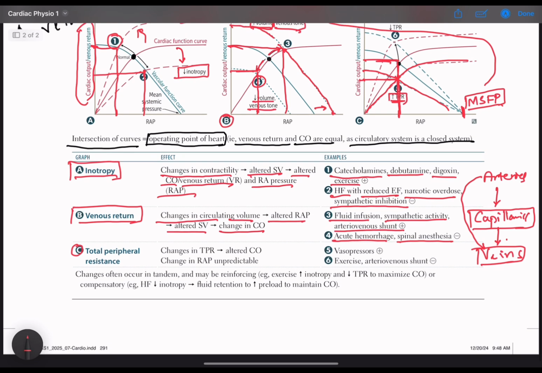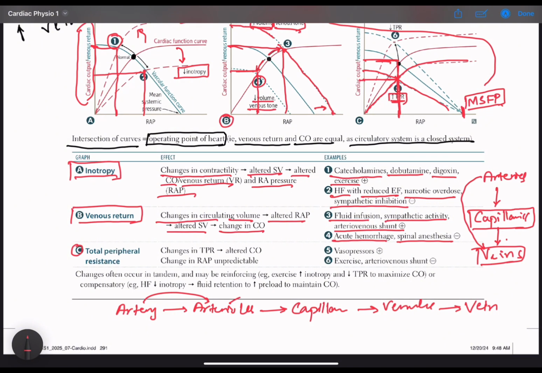Actually, what is the regulator or the main controller of TPR? It is the arterioles. We have artery, then arterioles, then capillaries, then venules, and at last we have veins. So blood flows from arteries to arterioles, capillaries, venules, and veins. And arterioles are the major regulator of TPR or the blood pressure.